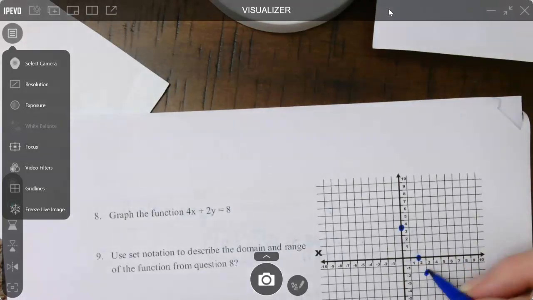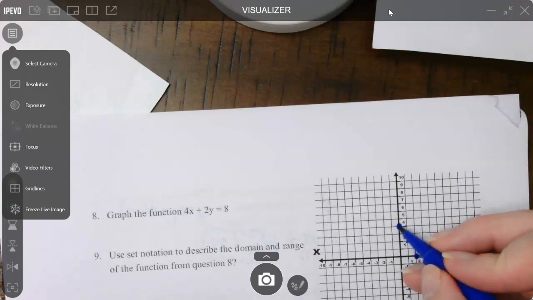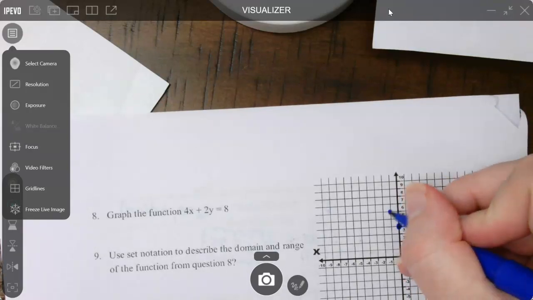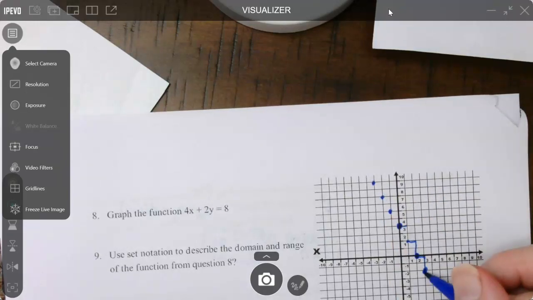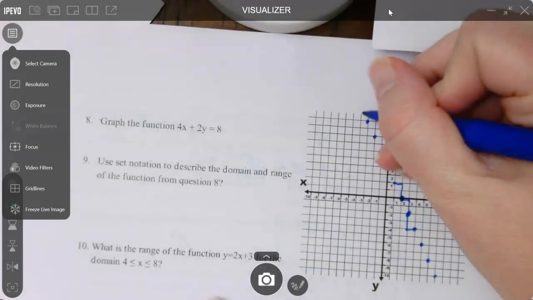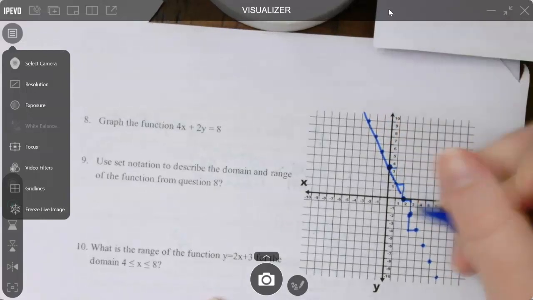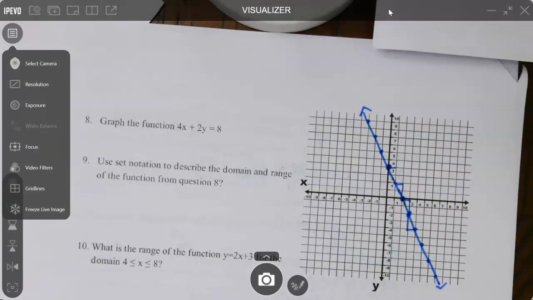Okay, so if we look at this, if we rise 2 and run 1, that's our pattern. Rise 2, run 1. We can continue that and we can get a lot of points. Or you can go down 2 and right 1. Down 2, right 1. There we go. We have a lot of points. Sorry, you can't see. So now we're just going to connect those points. And we have graphed that equation.